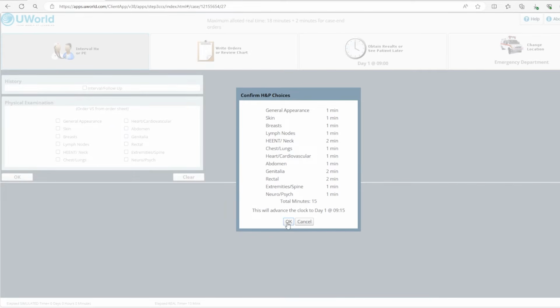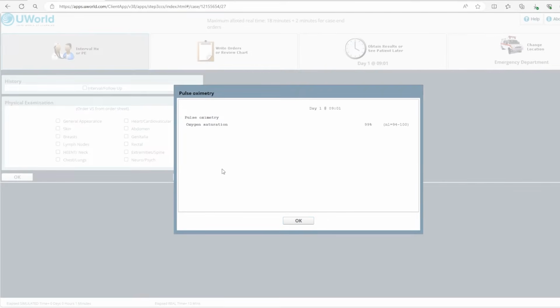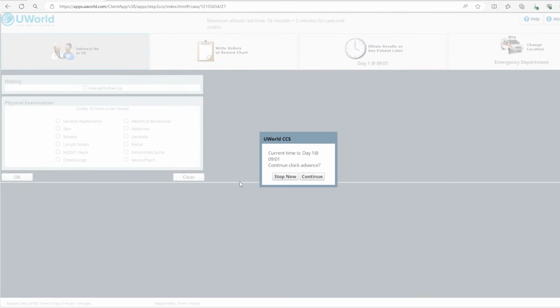But in this case, since it's trauma, we're going to do a full physical exam and click OK. And then you're going to start getting the results of some of the orders you placed. For example, the oxygen saturation here is 99%, and it's going to ask you to continue the clock or not. And why is that important?